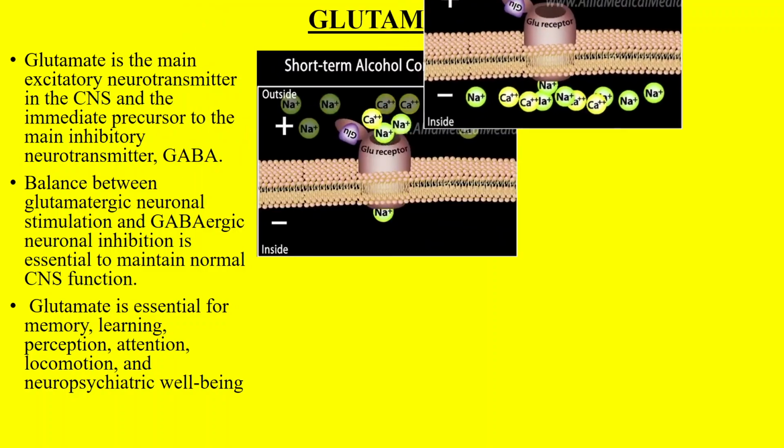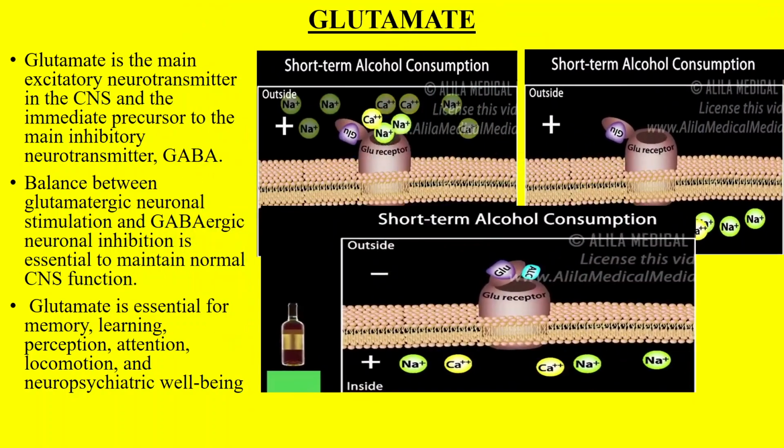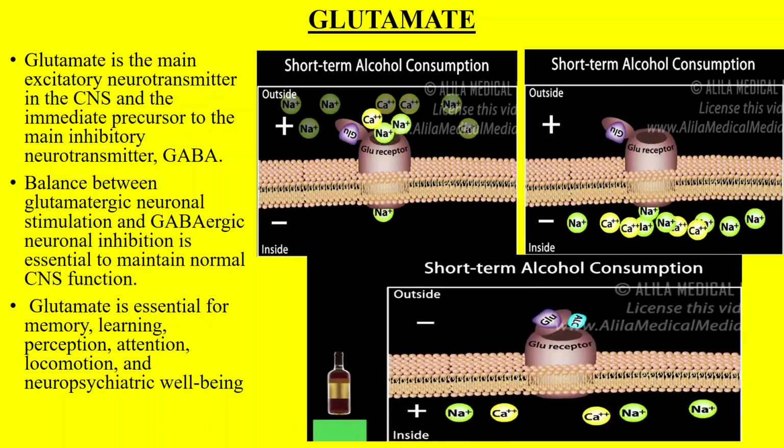In contrast to that is glutamate, which is the main excitatory neurotransmitter in the central nervous system, and it is an immediate precursor to the main inhibitory neurotransmitter GABA. And hence, the balance between the glutamatergic neuronal stimulation and GABAergic neuronal inhibition is essential to maintaining the normal central nervous system function. Now, this function is altered with the alcohol ingestion.